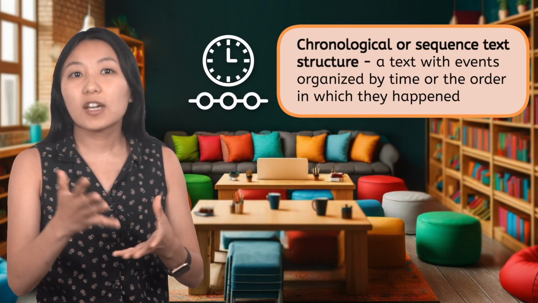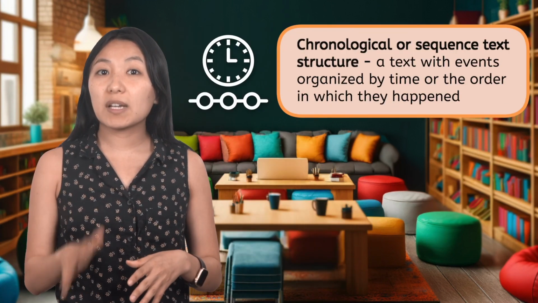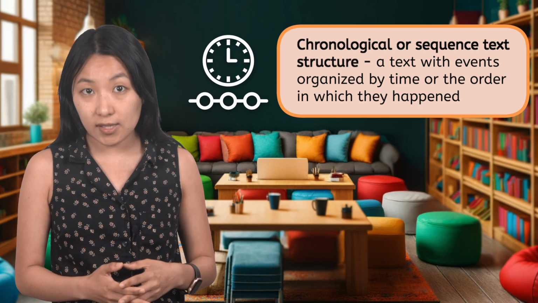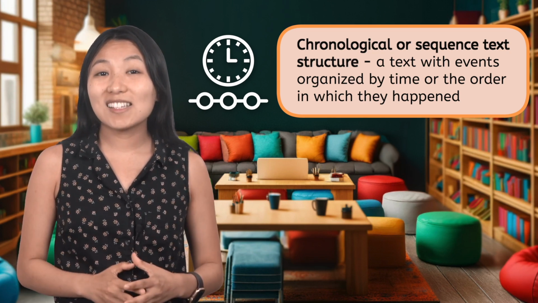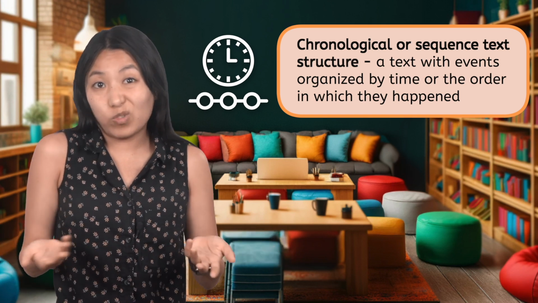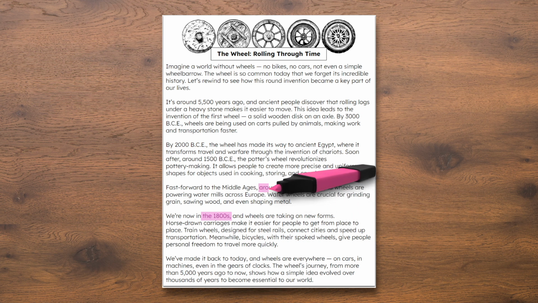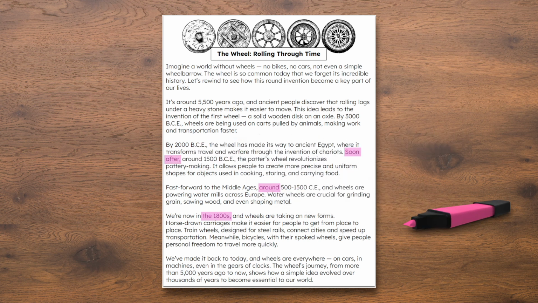This kind of structure, sometimes called sequence text structure, is when events are organized by time or the order in which they happened. Let's take a look at the transcript of the video, the written version of everything that was said. A transcript is a great tool because it lets us see all the words and details written out, and it's just like reading a book or article. We can highlight the clues and key words that help us recognize this as a chronological text structure. Let's take a close look at each part of the transcript, or you can pause to read at your own pace. As you read, look for dates like the 1800s and time-related words like around and soon after. These words and phrases help signal the order of events, showing us how the story of the wheel unfolds over time. All right, let's get started.